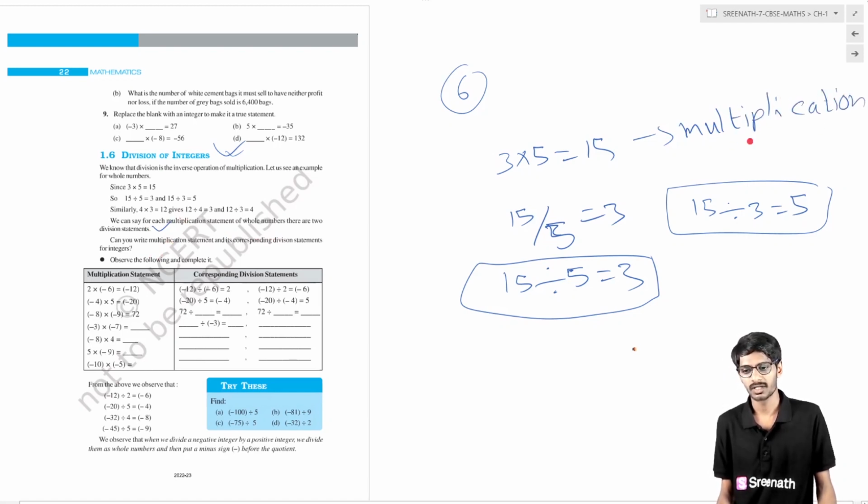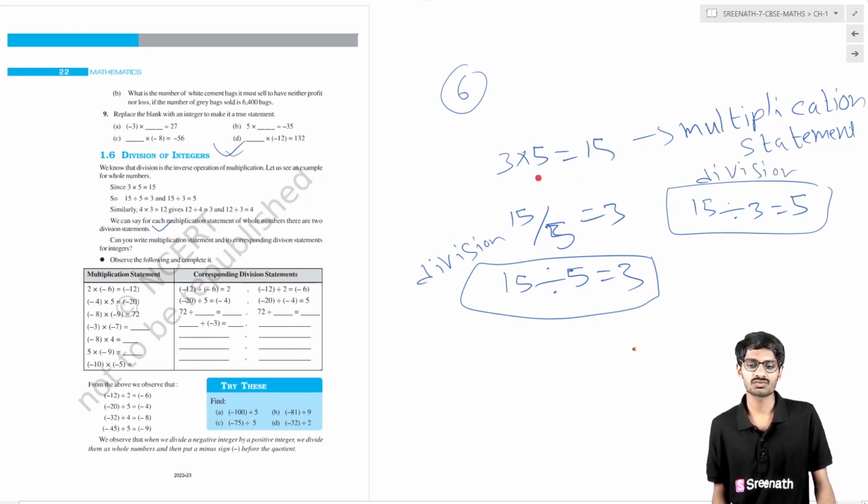Multiplication statement is the multiplication. For each multiplicative statement, we can get 2 division statements. This is a division statement, this is also a division statement. Okay, 3 into 5 gives us 15. From this, what can we do?